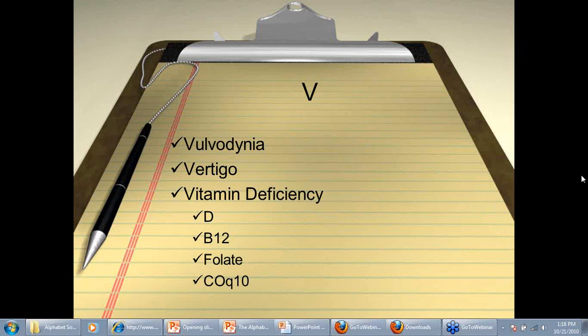And I have seen patients, but mostly patients with fibromyalgia, improve when we get their vitamin D at 50 or above. Normal vitamin D level should be about 30 or 32 or above.